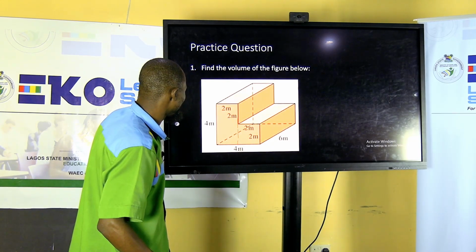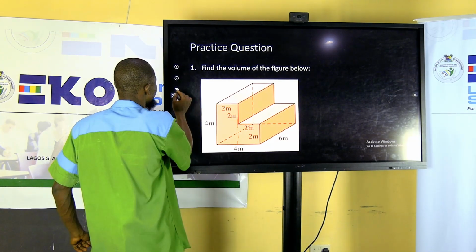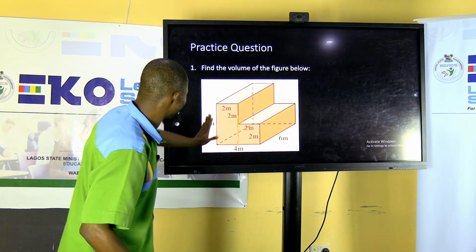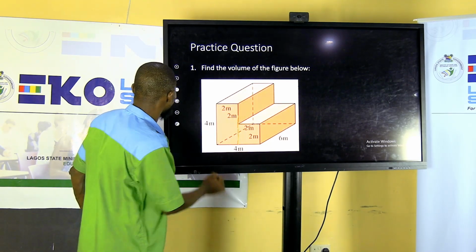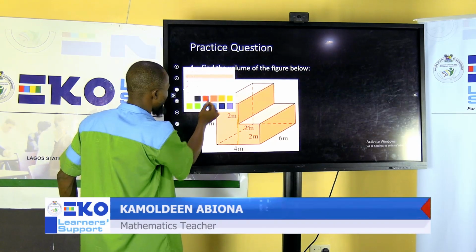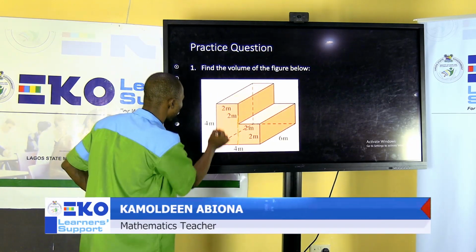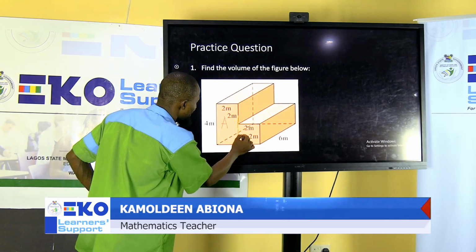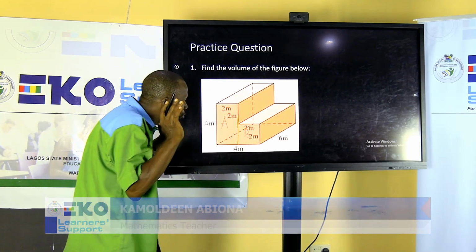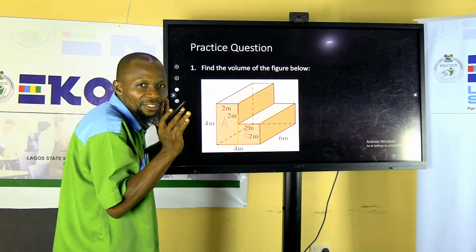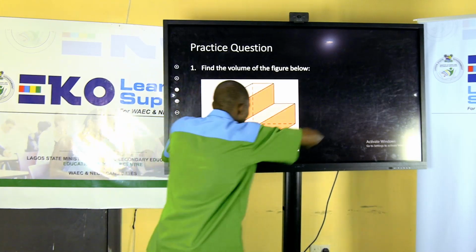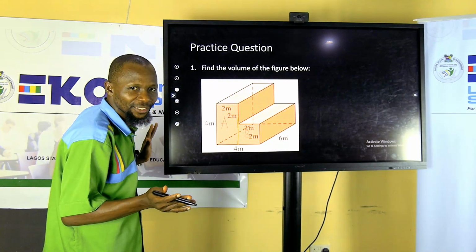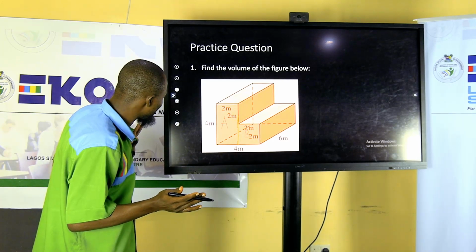Okay? If you look at it this way, okay? So, based on that, this is 4, this is 2. So we can call this area A and area B. That is just what we need. Just find the area. Once you get the area here, you multiply it by the height or the length or whichever way you call it. So can we do that?